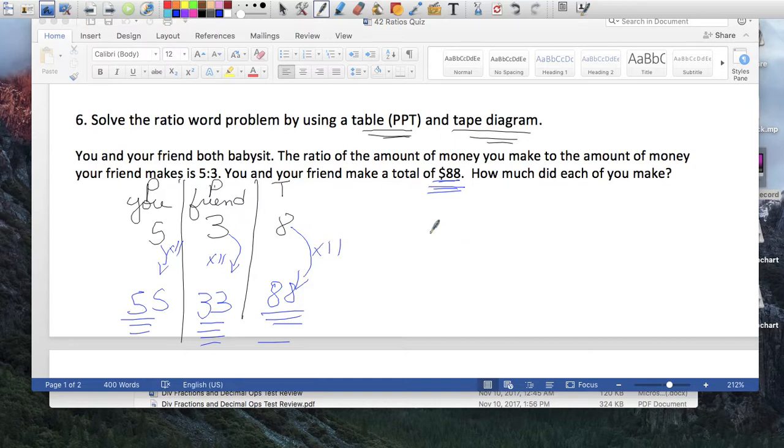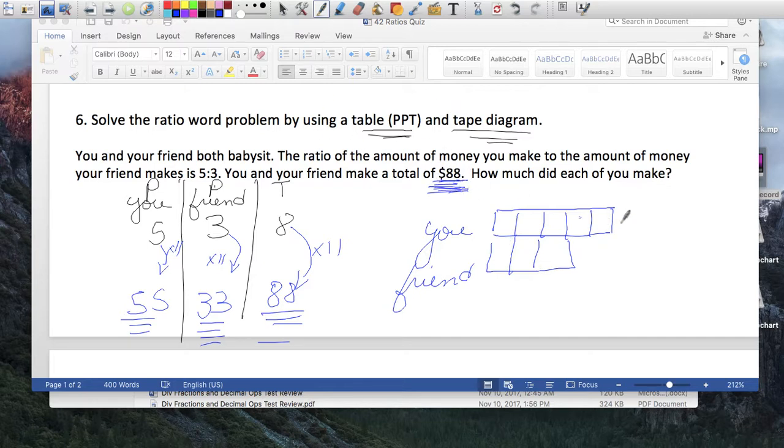Using a tape diagram, you, friend. So the tape diagram is 5 to 3, so I'm going to create 5 boxes for you: 1, 2, 3, 4, 5. And I'm going to create 3 boxes for your friend because that's the ratio, 5 to 3. So that's our setup. Again, here is our extra piece of information. So 88 will go not on top, not at the bottom, but here, because 88 represents the sum of all these boxes added up together.